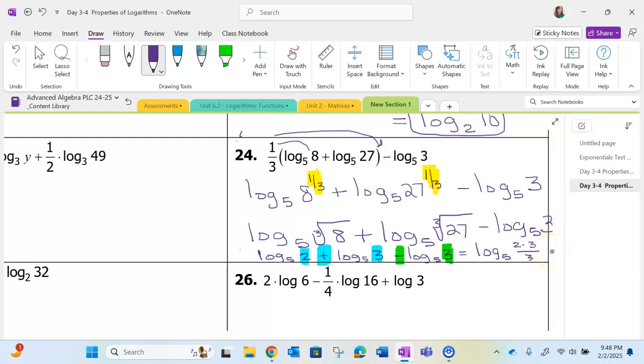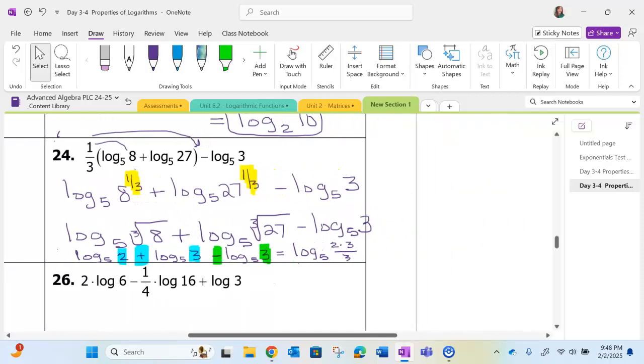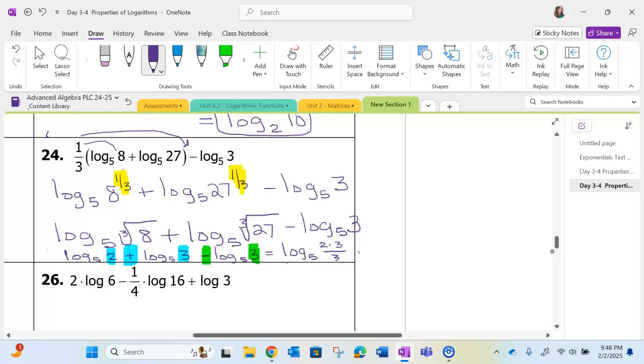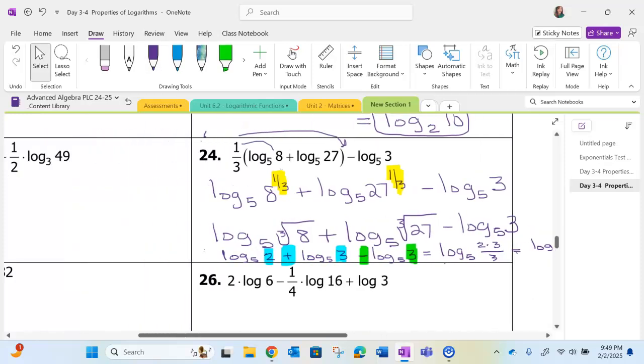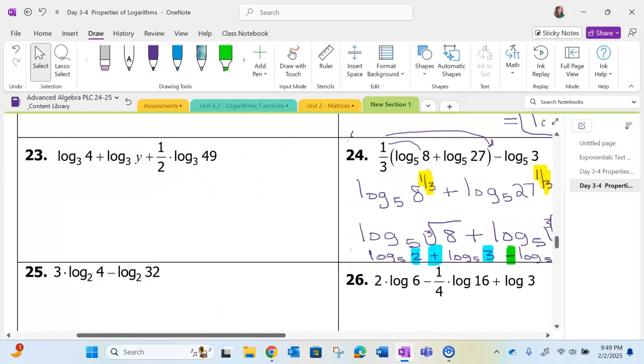All right, so this really becomes, let me make some room, move this over. I don't know why it keeps doing that. So this is really log base 5 of 6 divided by 3, which is log base 5 of 2. Wow. That one was a biggie, okay? All right, I'm going to let you guys try the other ones and we'll work on them in class.